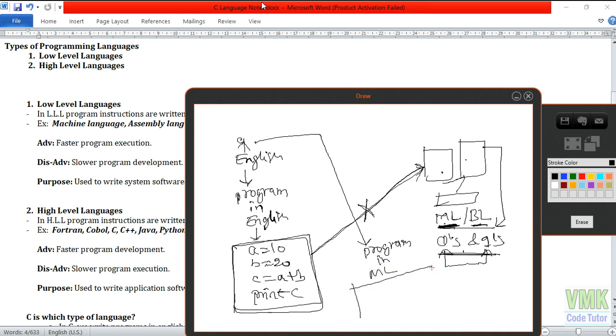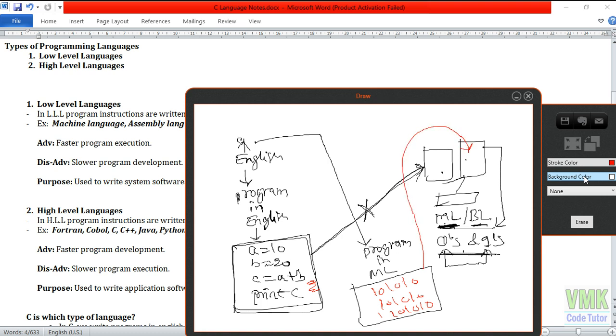So how do you write the program in machine language? It means you write everything in zeros and ones. Let me show you. The same program you have to write in zeros and ones. Suppose I write the program in zeros and ones. I too don't know how to write in machine language, but simply I am saying. So we have to write the program in machine language. Now this machine language, if I give it to the computer, the computer will run the program, and it will give the answer in zeros and ones.